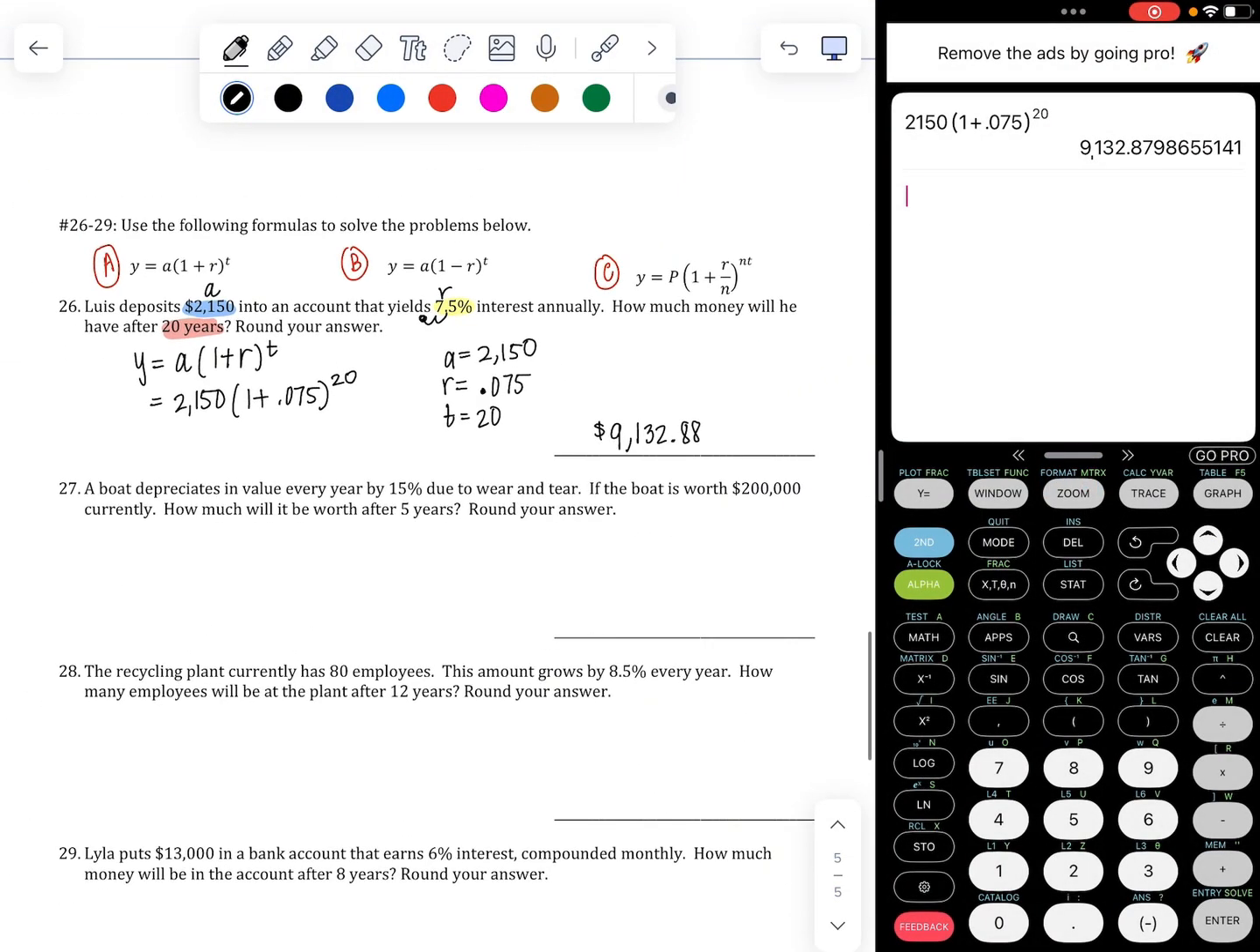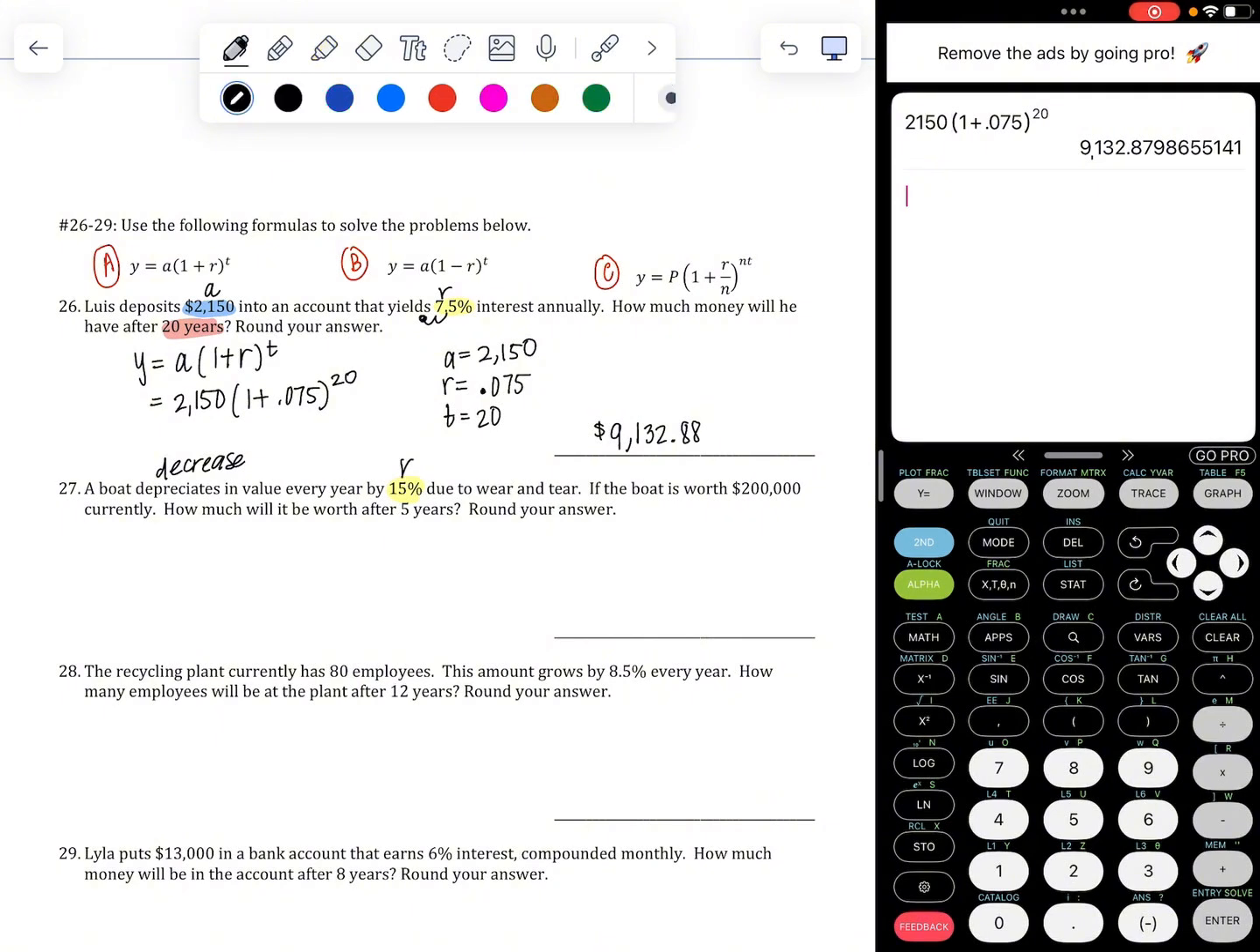Can we do the next one together? A boat depreciates. Okay, that means you decrease, right? That means we got to make sure we use A, B, or C, the one with the minus sign. In value every year by 15%. So let's highlight that. That is my R.